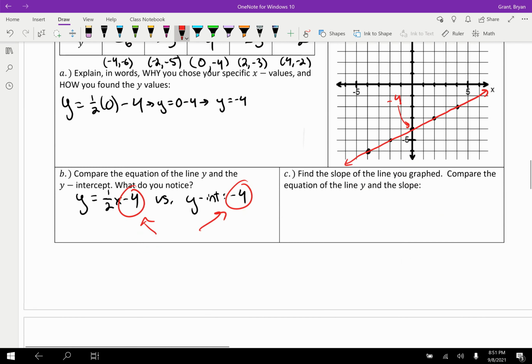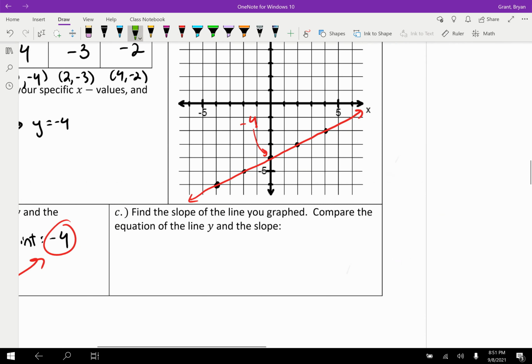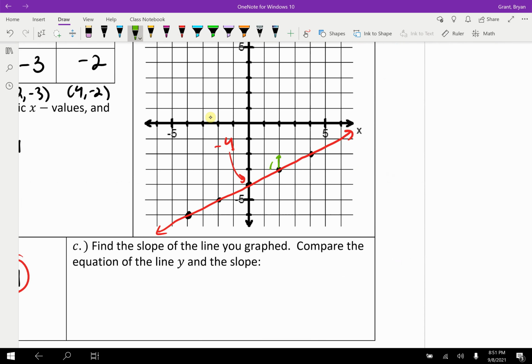Okay, well, last but not least, find the slope of the line that you graphed. Well, that's a rise over run. We have to rise up 1 and run over 2. So my slope of the line is 1/2. Let's compare our equation, which is 1/2 x, again, minus 4. Well, do we see something in common? We do. The number that's multiplying by x is the slope.